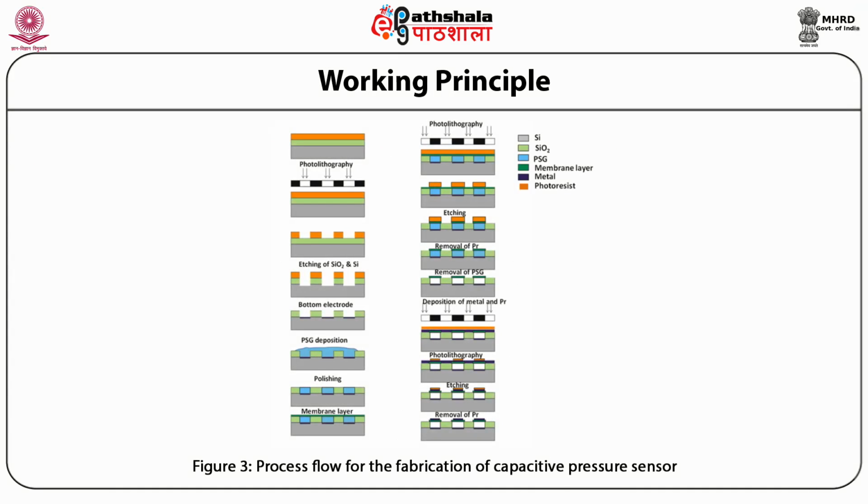Now students, we have discussed the process flow for the fabrication of capacitive pressure sensors. Now let us see the schematic for the same. So students, you can see a schematic for pressure sensors, and on the right hand side of the slide, you all can see the color coding meaning.